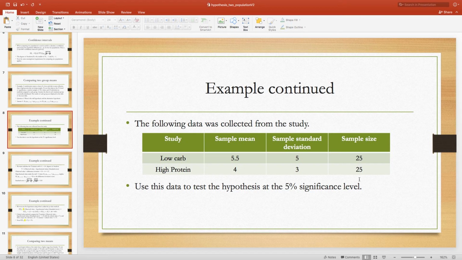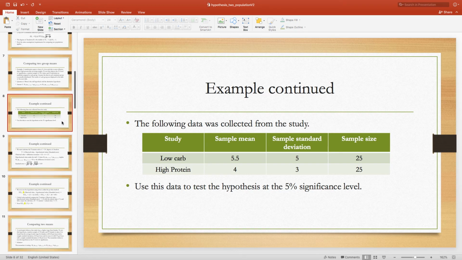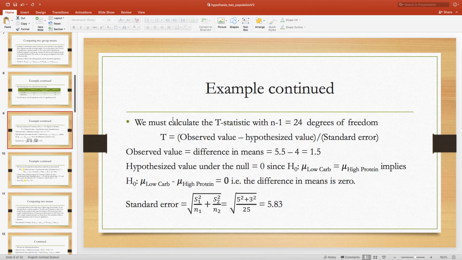Now notice we don't have paired data. There's not an individual, like a twin, in the low carb versus high protein. So there's not someone we can naturally compare. So this methodology is a bit different. Okay. So we're going to use the t-statistic, and it has n-1 degrees of freedom, so 24.